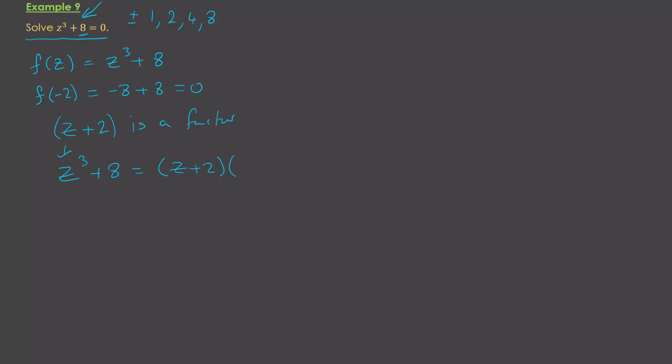To get z cubed at this end, we need to start with z squared. To get plus 8 at this end, we'd need to finish with plus 4. We don't know what goes in the middle, so we'll just for now call it az.